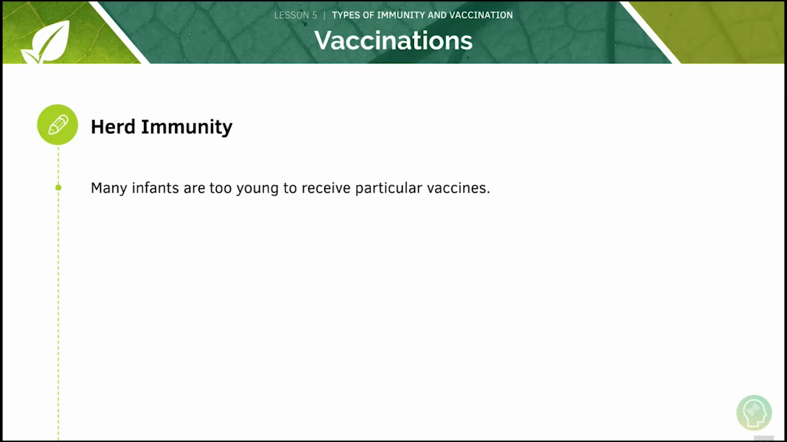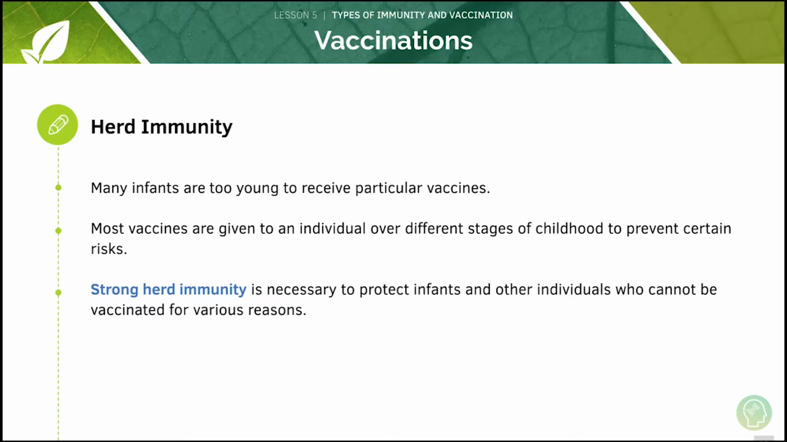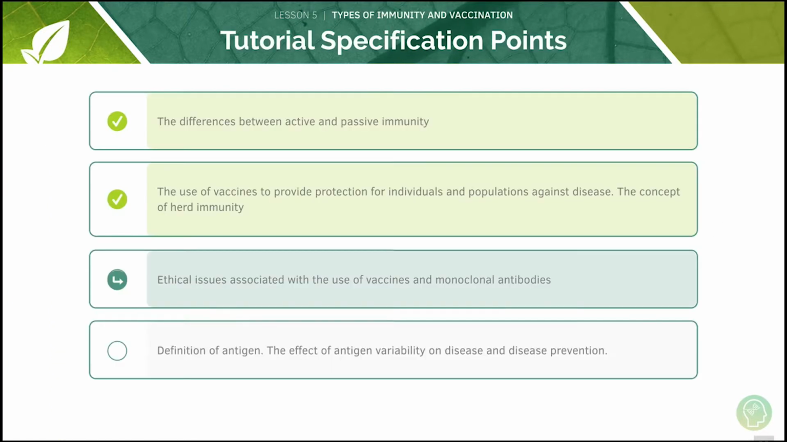Many infants are too young to receive particular vaccines. Most vaccines are given to an individual over different stages of childhood in order to prevent certain risks. Therefore, strong herd immunity is necessary in order to protect infants and other individuals who can't be vaccinated for various reasons.